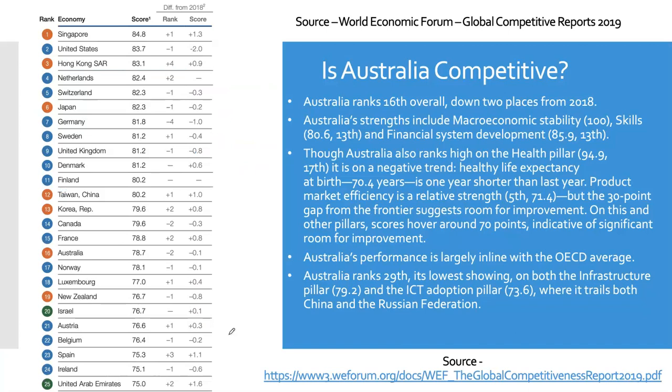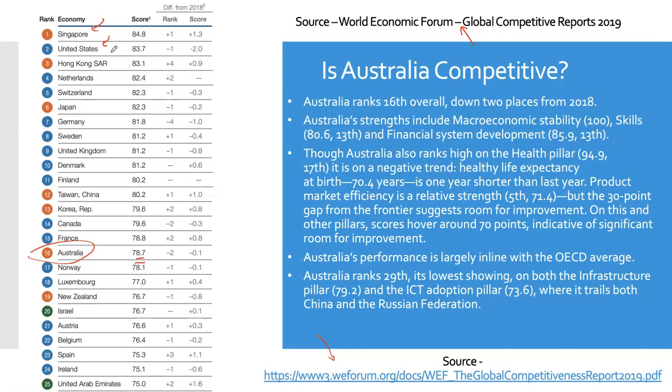So is Australia competitive? According to the World Economic Forum, we rank 16th overall, down 2 places. If you're wanting to delve into this, you're a bit of a data junkie, there is a source link here, or you can search World Economic Forum Global Competitiveness Report 2019. You can see Australia is 16th with a score of 78.7, the highest scores being Singapore and the United States, who scored 84 and 83.